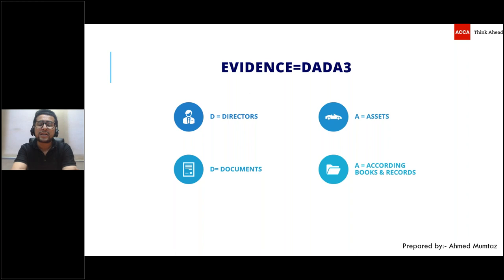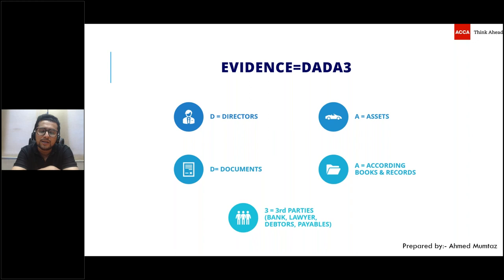Last but surely not the least, the third parties are a valuable source of evidence, such as the bank of my audit client, such as the lawyer of my audit client, the debtors, the payables, the lease provider, the insurance provider, and the story goes on. So as an auditor, you need to collect evidence so that you could conclude, so that you could come up with an audit report, and within the audit report, you could express your opinion, which the members or the shareholders of the company are looking forward to.